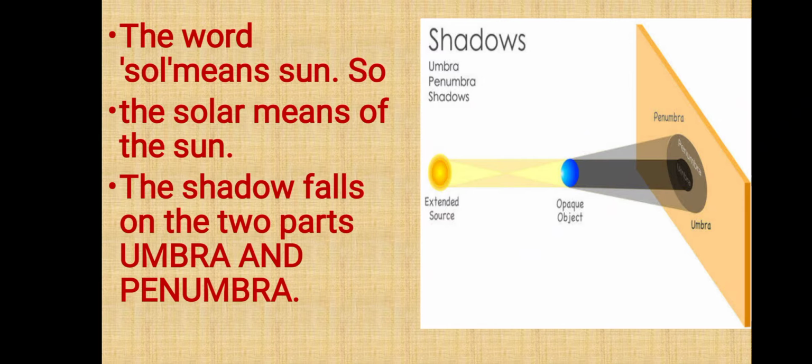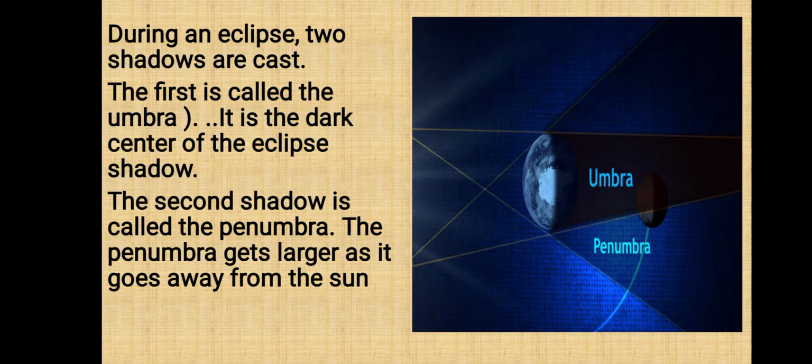The word sol means sun, so solar means of the sun. The shadow falls on two parts, umbra and penumbra. During an eclipse, two shadows are cast. The first is called umbra. It is the dark center of the eclipse shadow.